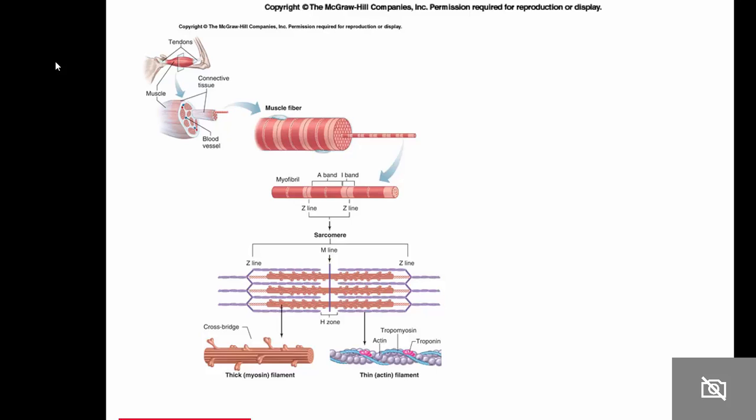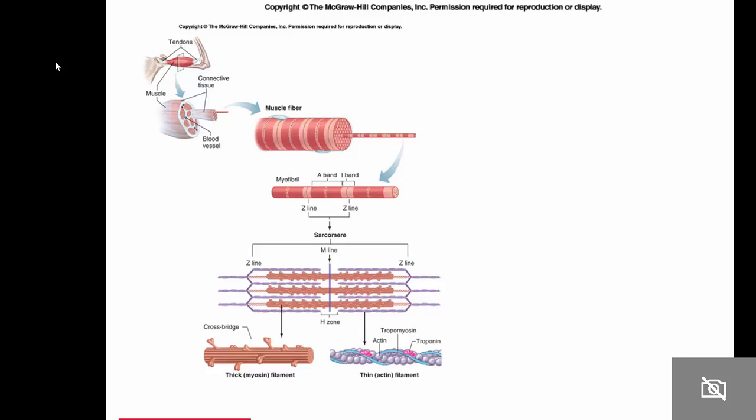Then, as you go down, now you have what are called myofibrils. Now you can see how this starts to get confusing, right? Because a myofiber and a myofibril sound a lot alike. They're even spelled almost alike, but they're not. They're very, very different. This is a muscle cell. This is an organelle. A myofibril is an organelle, just like the endoplasmic reticulum or the nucleus or a ribosome. Okay.